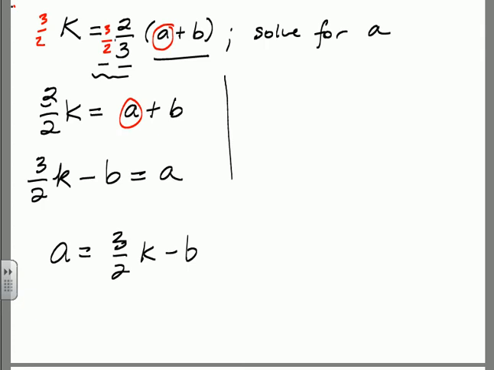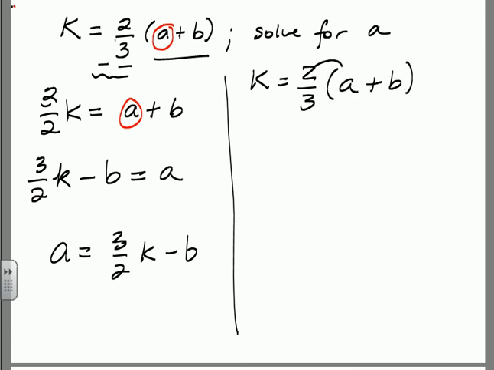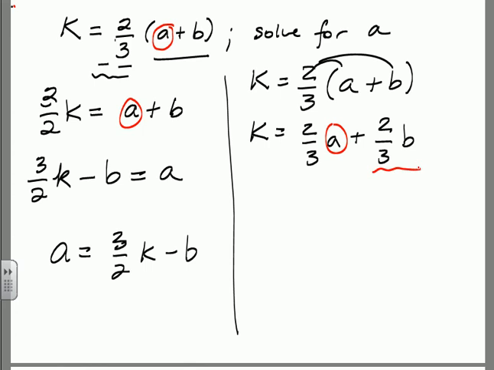Okay, another way to do this. Let's go back to the original problem. A lot of times students, and it makes sense to me, want to multiply that 2/3 times everybody. So we can do that. So we would have k equals 2/3 A plus 2/3 B. We're still trying to solve for A, so we want to get that by itself, so we get rid of this first. So a result of that would be, we're going to subtract 2/3 B from both sides. K minus 2/3 B equals 2/3 A.